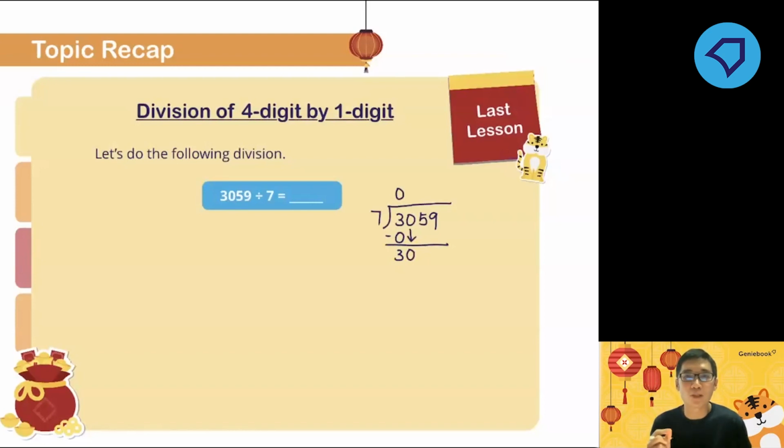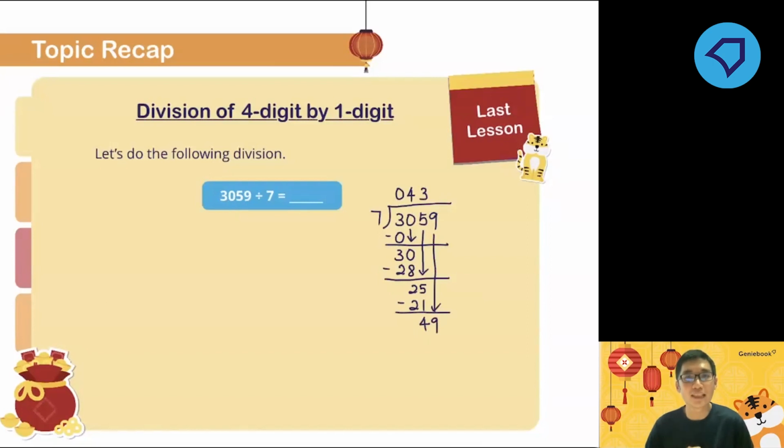What's the closest multiple of 7 to 30 over here? Yes, Yun Sing, thank you. 4. 7 times 4 would give us 28. So we do a subtraction. Then we bring down the next digit. We have now 25. Now 25 divided by 7. What's the closest multiple of 7 over here? 3. So 3 multiplied by 7 gives us 21. Subtract.